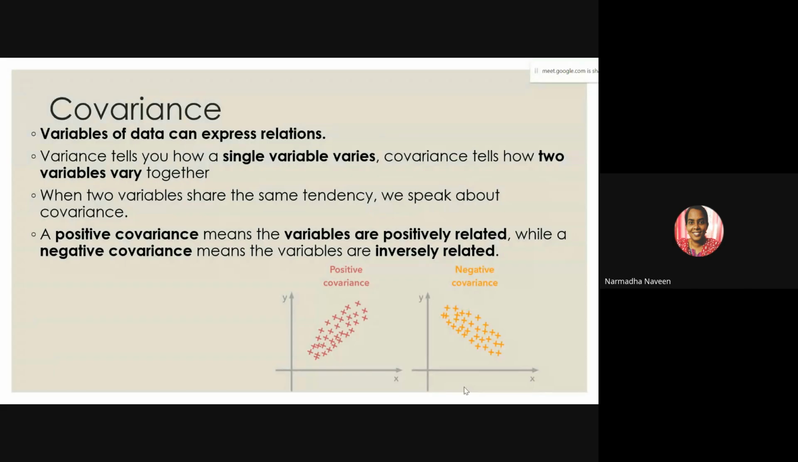If it is positive covariance, the variables are positively correlated: when there is an increase in one variable, there is an increase in the other variable. Negative covariance means they are inversely related: when there is an increase in one variable, there is a decrease in the other variable. For example, as the age increases, the price of the car reduces.